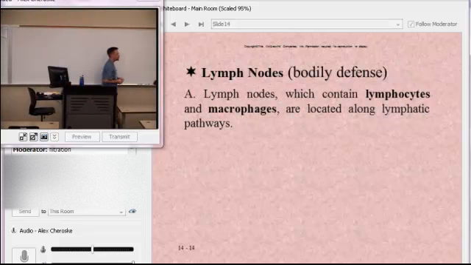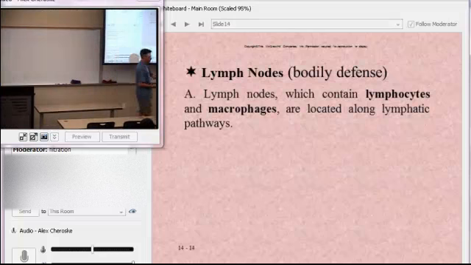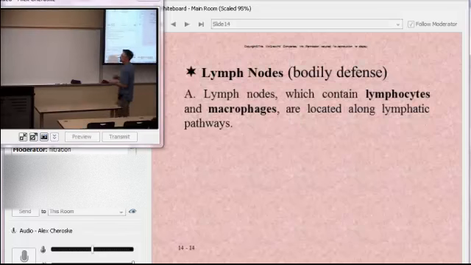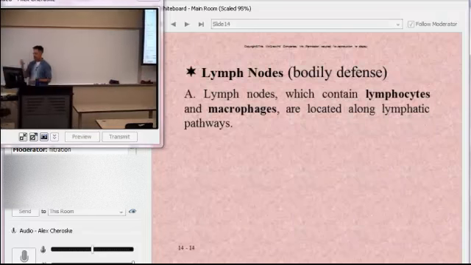Okay, so now we know about getting the tissue fluid from where it started into the lymphatic vessels as lymph, getting back to the heart. But we said that along the way it's going to be cleaned via these lymph nodes. So how, like our pool system, do these work as a filter?